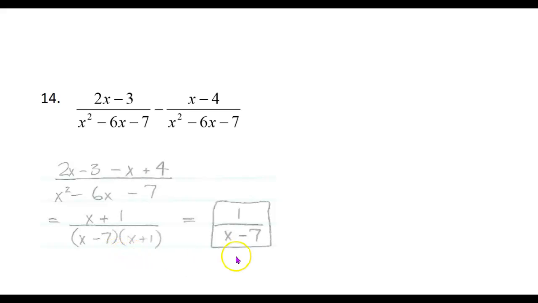When I divide that out, what's left on the bottom is x minus 7, and what's left on the top is just 1. Remember, when you have x plus 1 and you divide by that whole thing, anything divided by itself is 1. So that's why when I divide out the x plus 1s, I just have a 1 on top, and I still have an x minus 7 on the bottom.